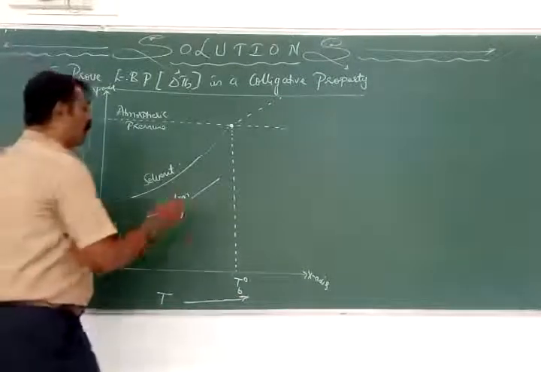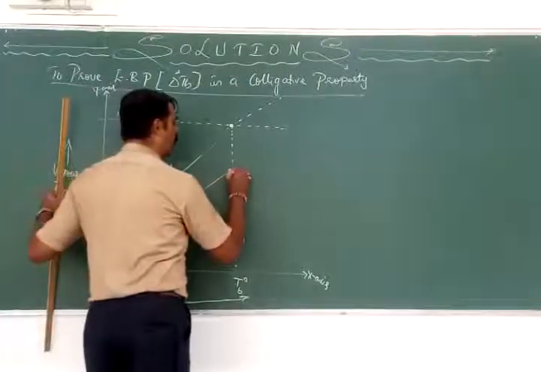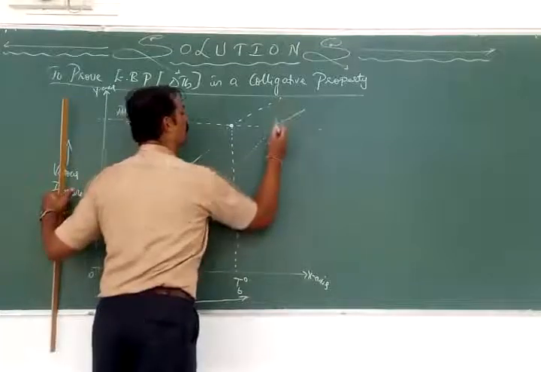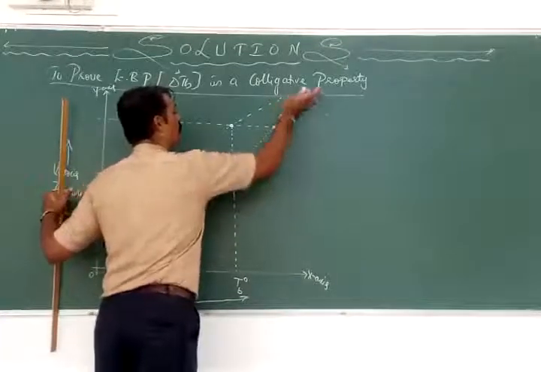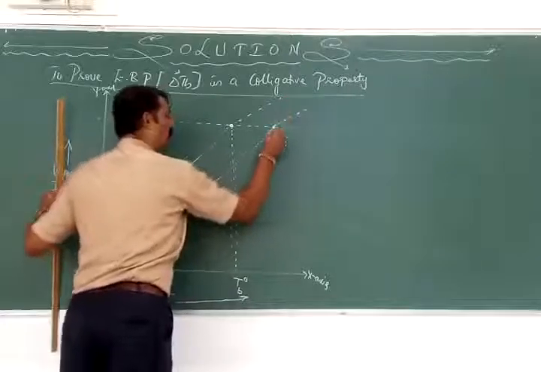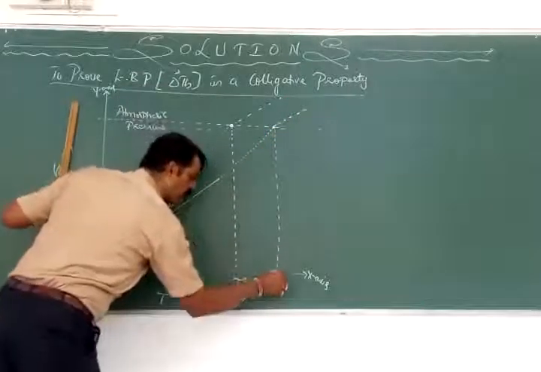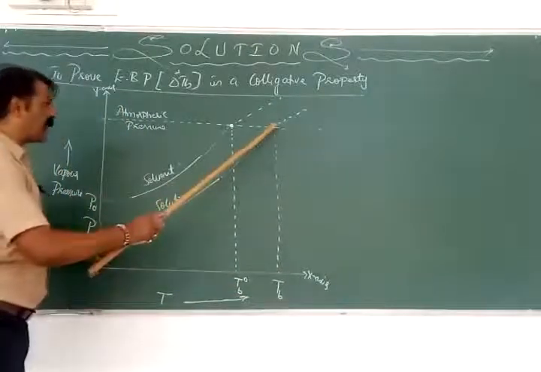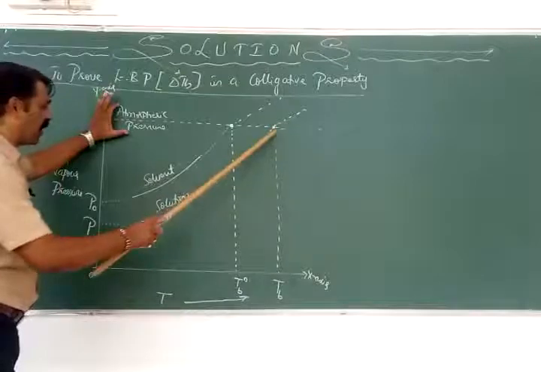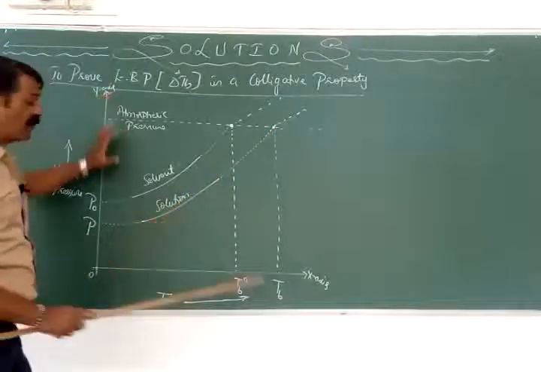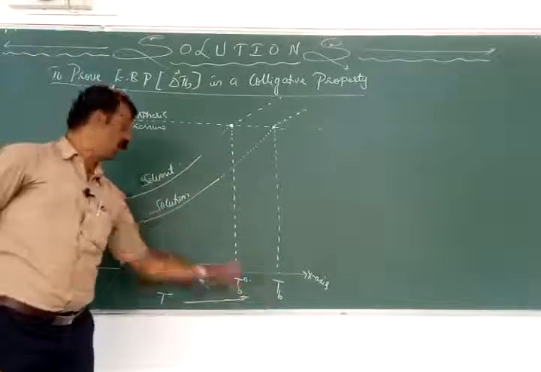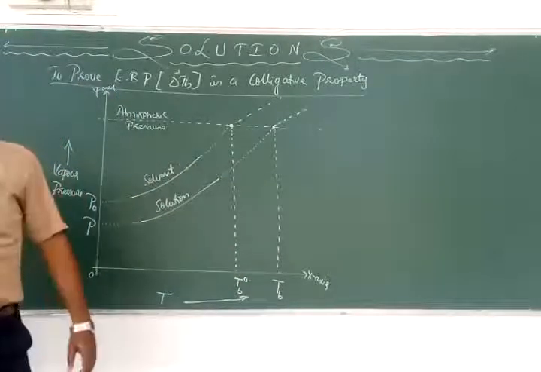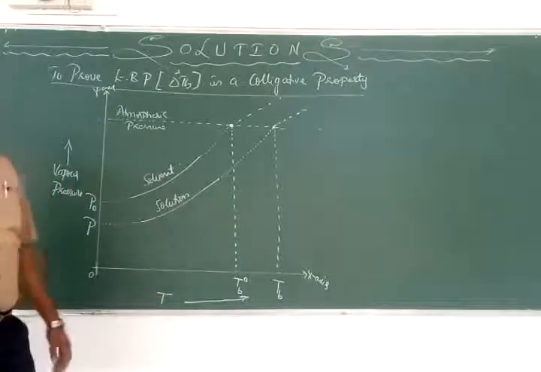Similarly, let us extend another curve, the vapor pressure curve for the solution. This also gets here, and this particular temperature is called TB. What is TB here? TB is the temperature with respect to the atmospheric pressure for the solution. Therefore, TB is called the boiling point of the solution, and TB naught is the boiling point of the solvent.